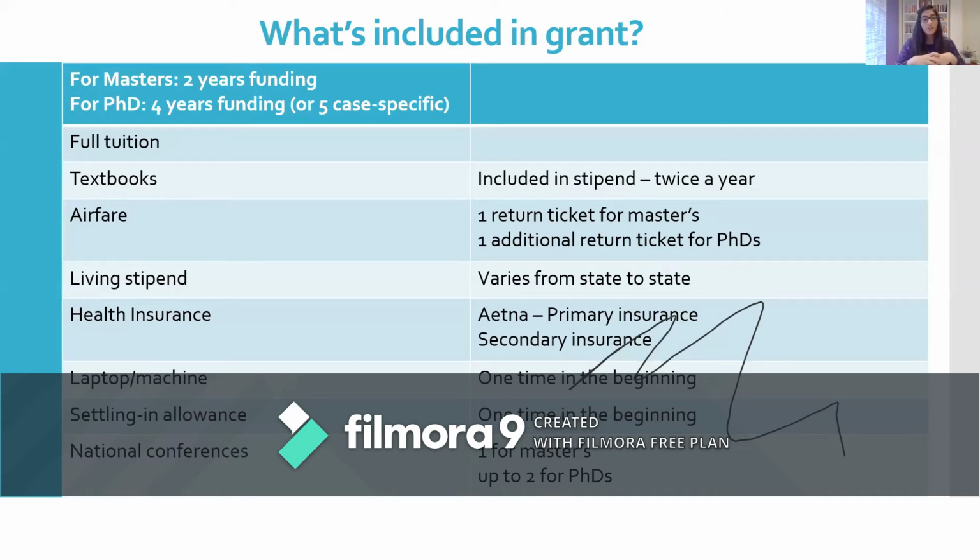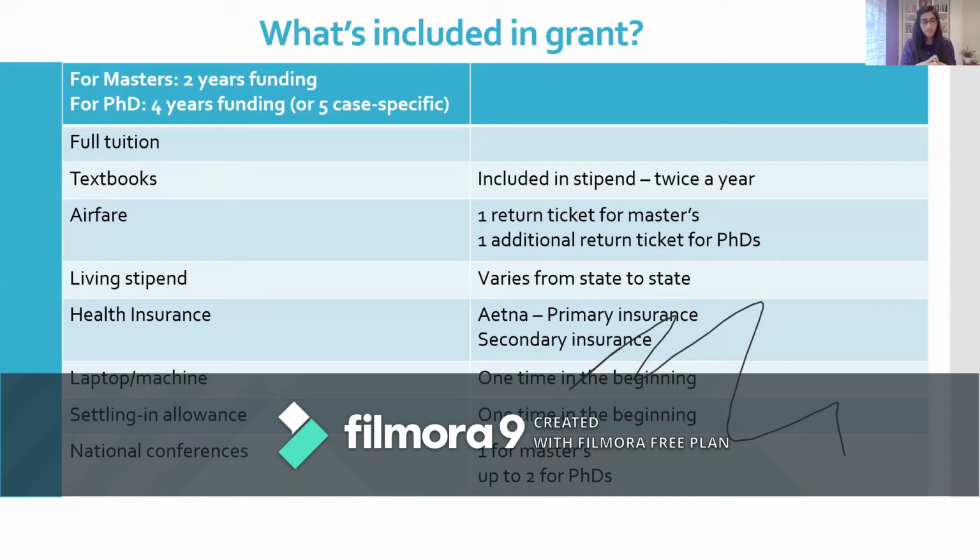Now, let's talk about what's included in this fund. So your full tuition, whatever the tuition is for your university, that's covered by Fulbright. Then you get some money for textbooks. Every year, twice a year, sometime in August and sometime in January, you get this particular amount which is added to your stipend.